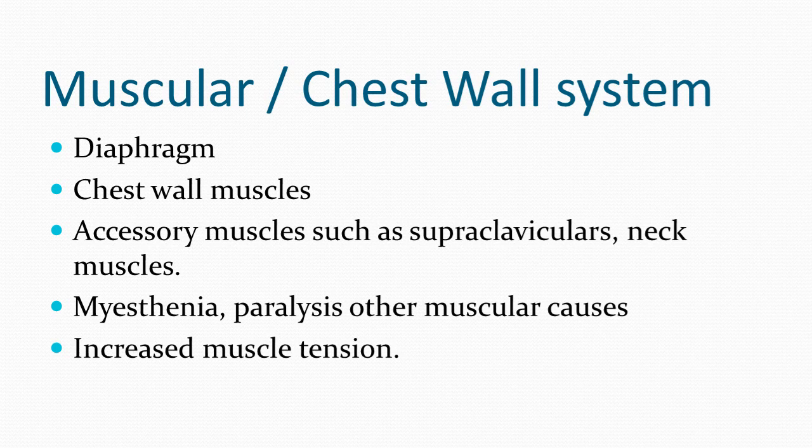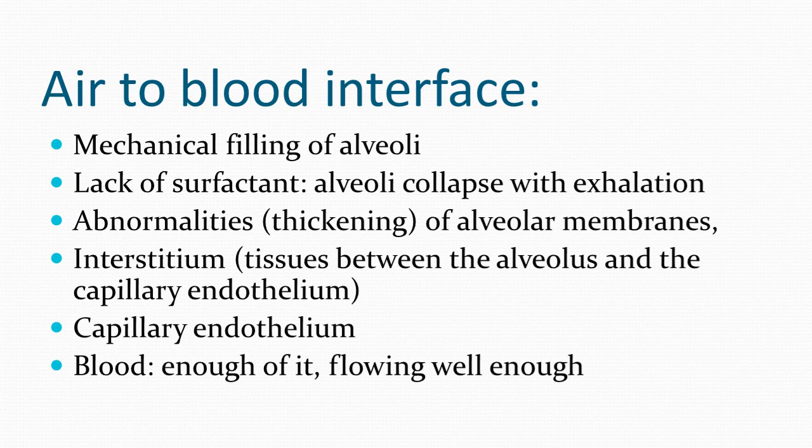So, muscular and chest wall systems like the diaphragm: diaphragmatic paralysis, weakness of the diaphragm, chest wall weakness, accessory muscles such as supraclavicular and neck muscle weakness, myasthenia, paralysis of the muscular causes increased muscle tension. All of these lead to breathlessness.